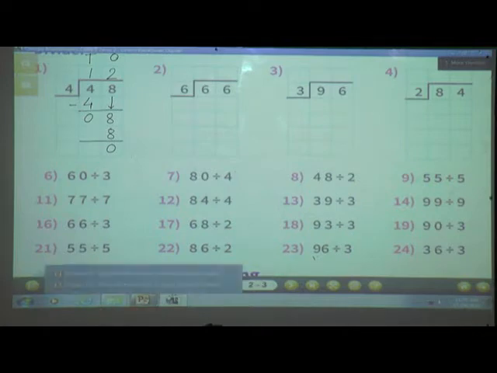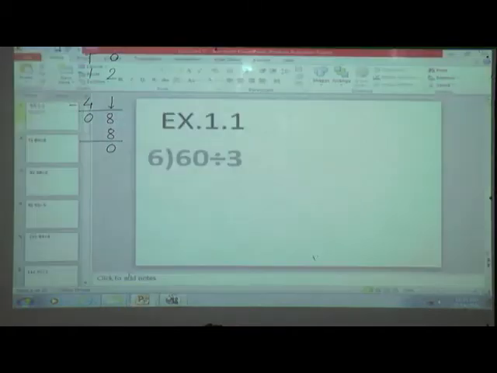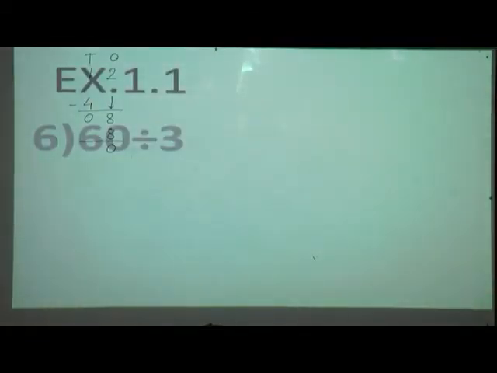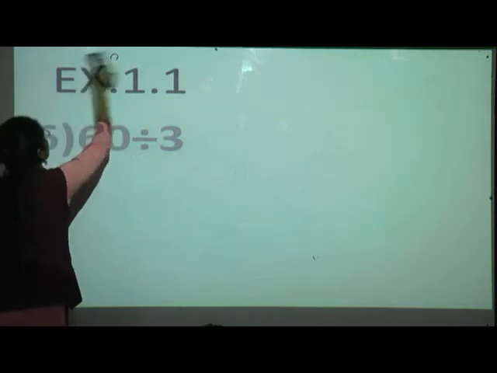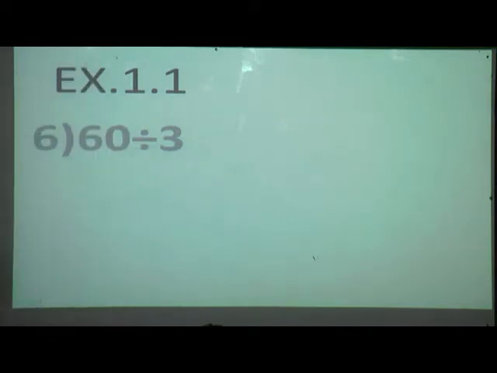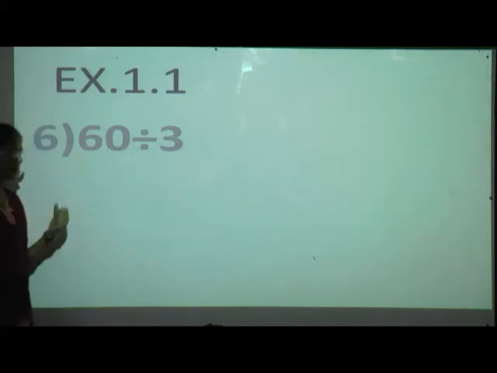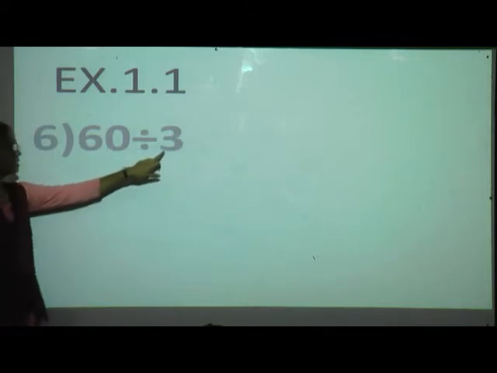Now see the sixth one, that is 60 divided by 3. Now see the sixth example. In this example, first you have to tell me what the dividend is. The dividend is 60, and what is the divisor? The divisor is 3.